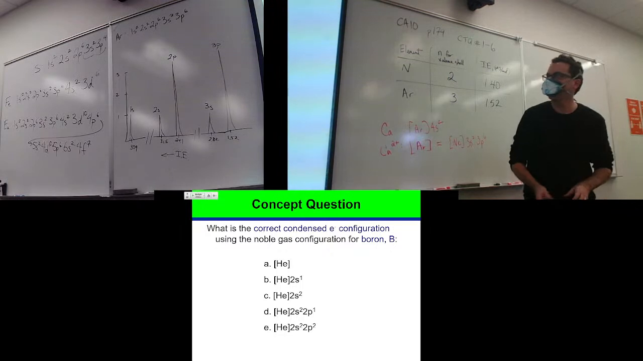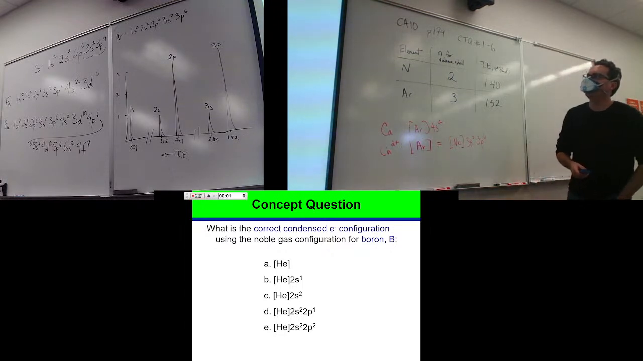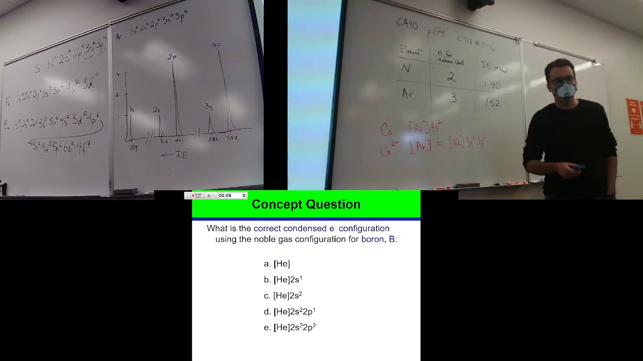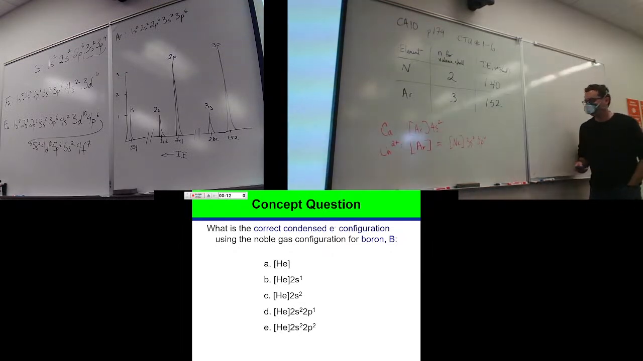One sample, one row here, real quick. What's the condensed electron configuration for boron? It's not much of a shortcut, but that's technically what one of them was, correct?